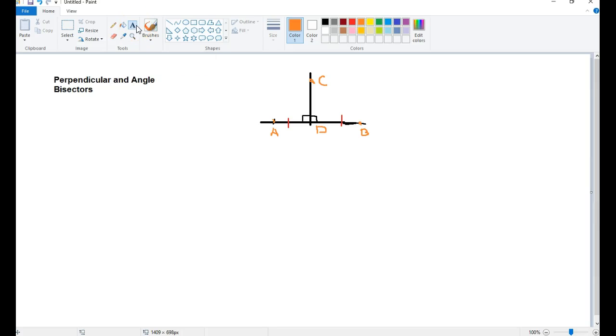Hey, we're going to start the next section, which is on perpendicular bisectors and angle bisectors. So first, we're going to start with perpendicular bisectors. So first part is, let's say we are given this line here, and it's perpendicular to this line here. That's the first part we're given. And then, from this, we make points A and B so that AD is the same or congruent to DB.